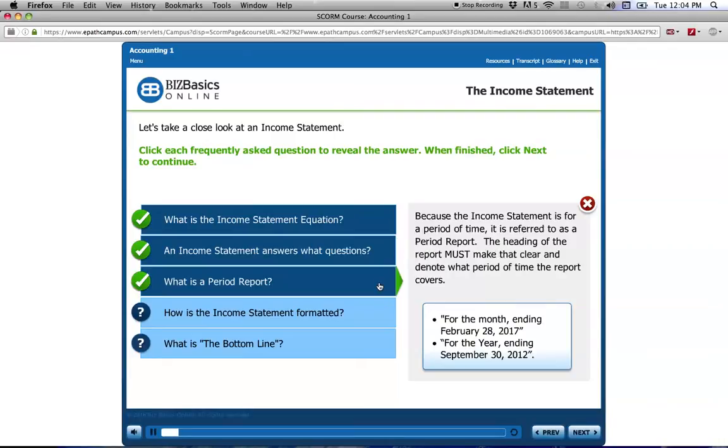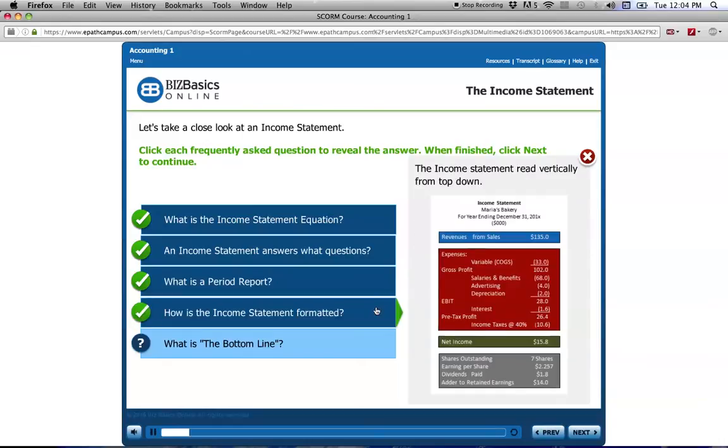Because the income statement is for a period of time, the heading of the report must make that clear. A typical heading might read, for the month ending February 28, 2017, or for the year ending September 30th, 2012. This assumes a non-calendar fiscal year. If you were to incorrectly write on September 30th, 2012, you would be indicating a point in time, not a period of time. If you did this on your first accounting test in a college class, you'd lose 5 points right off the bat.